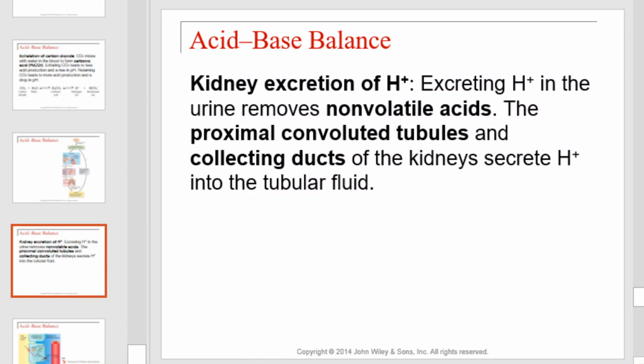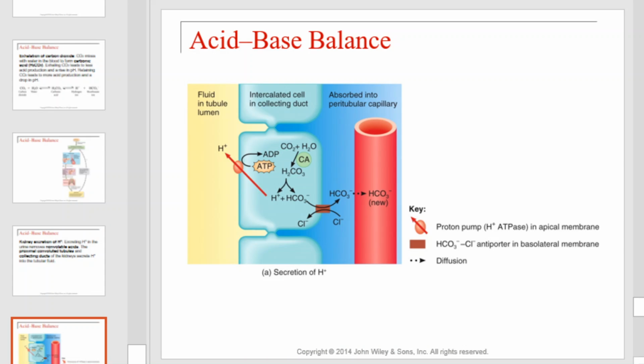Kidney excretion of hydrogen ion. Excreting hydrogen ions in the urine removes non-volatile acids. The proximal convoluted tubules and collecting ducts of the kidneys secrete hydrogen ion into the tubular fluid. This is illustrated here.